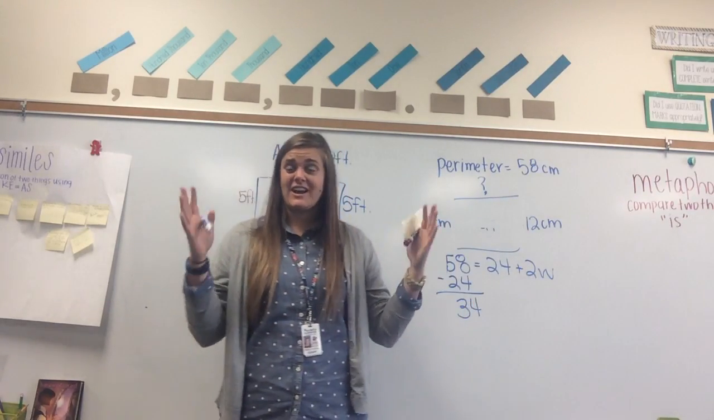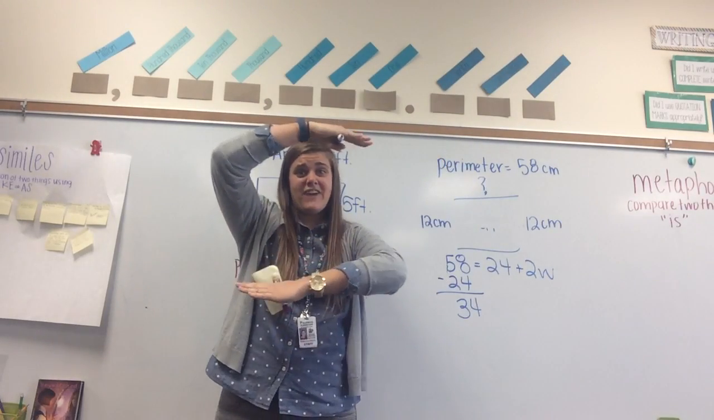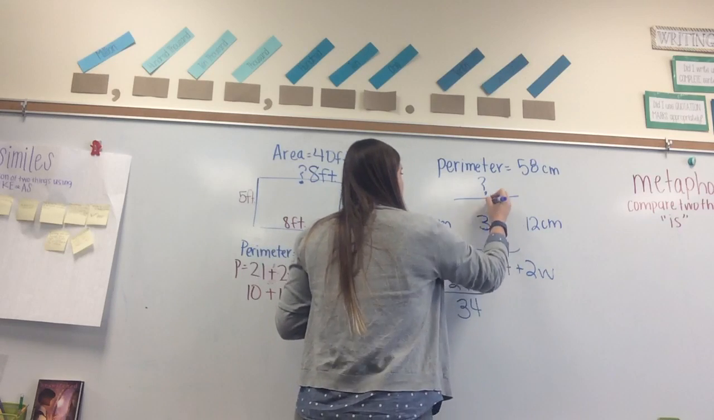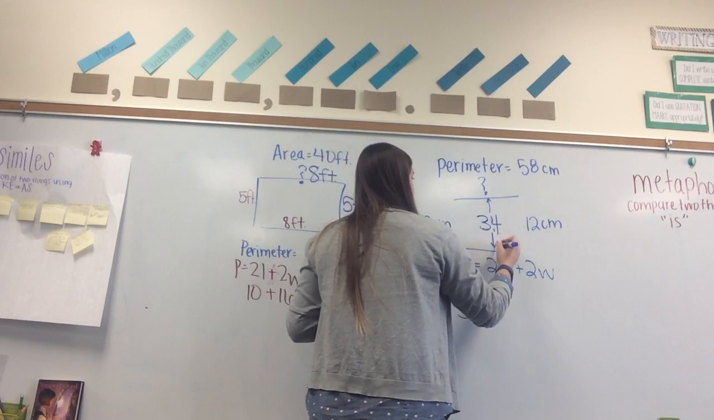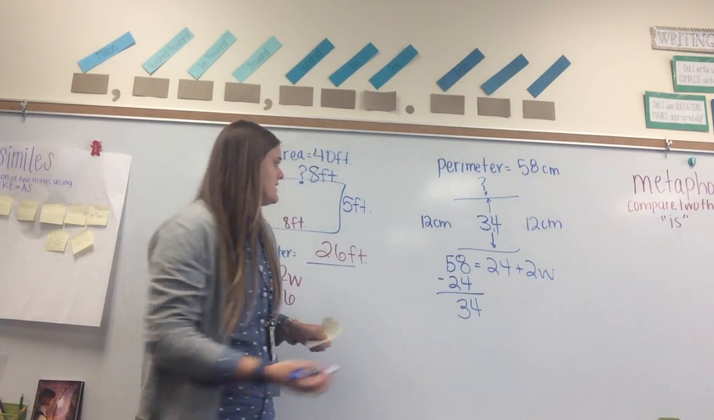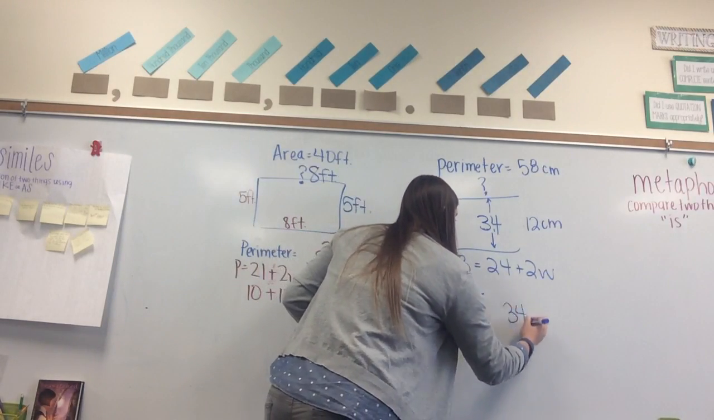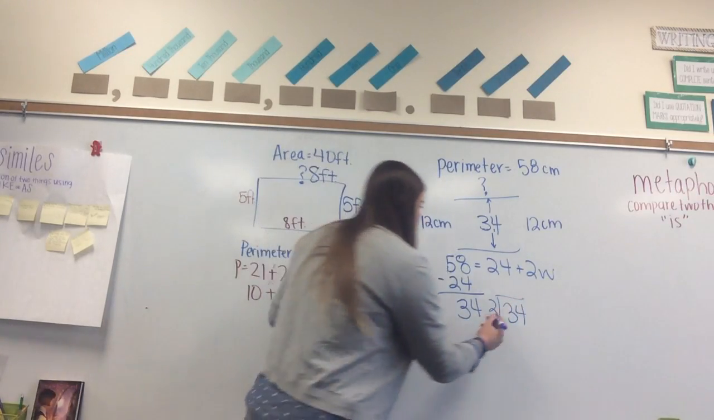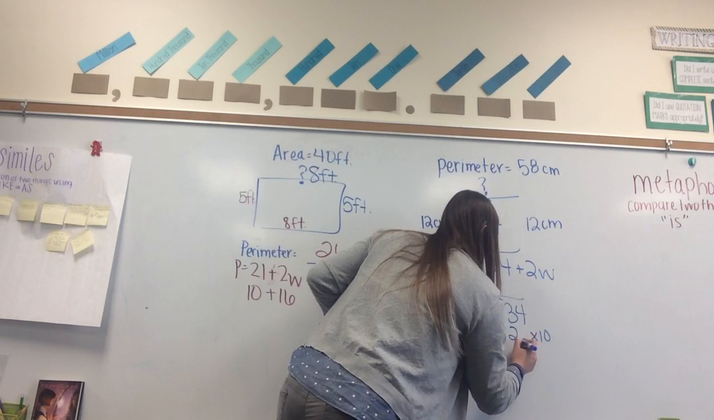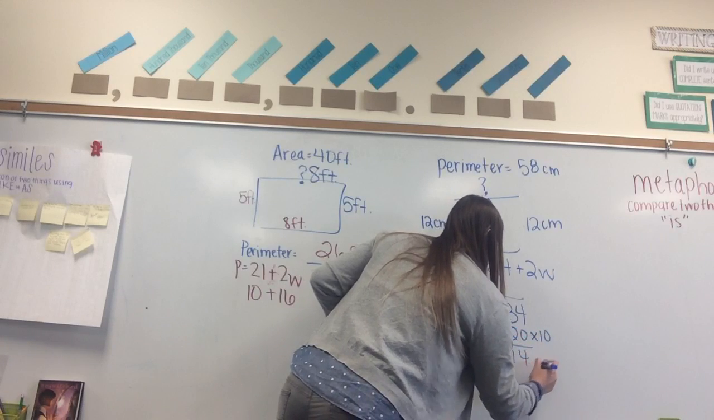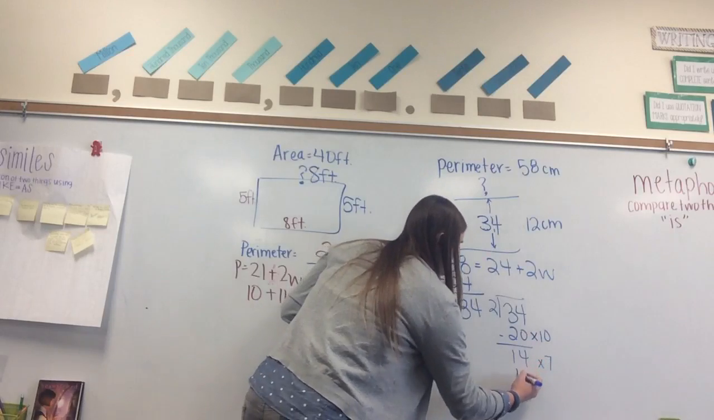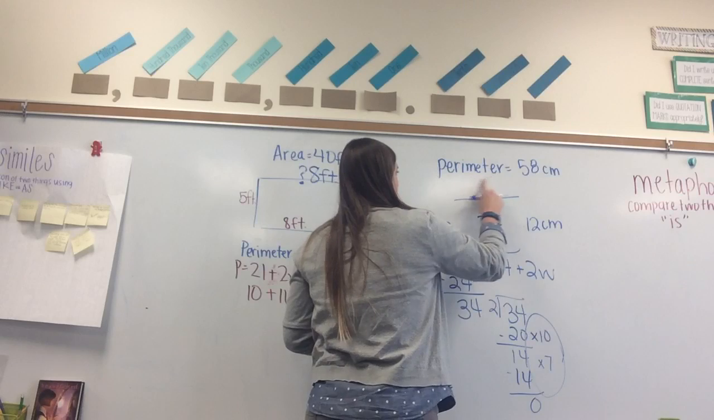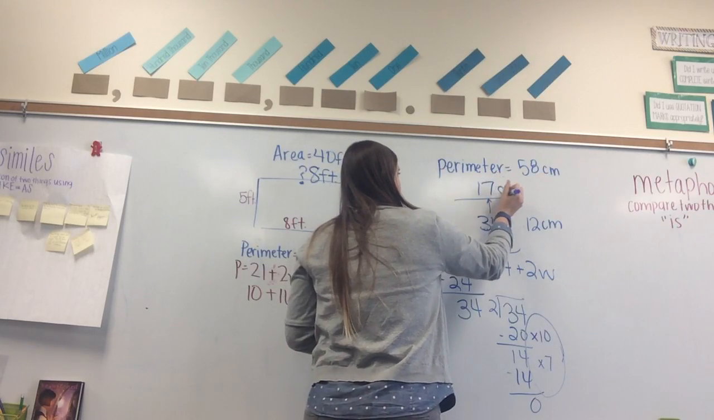So basically I had a figure and I knew these two, but now I need to find these two sides. So I need to take 34 and I need to share it between the top and the bottom of my rectangle. So we're going to do 34 divided by 2. And I'm going to use partial quotients to help me. 2 times 10 is 20, and then we have 14 left over. 2 times 7 makes 14, which gives us 0 at the end. So my answer for each side is 17 centimeters.